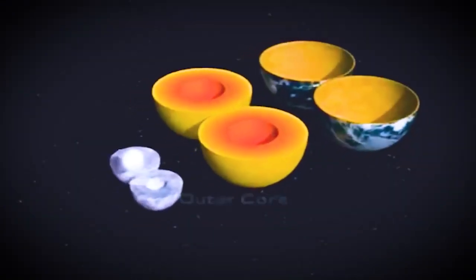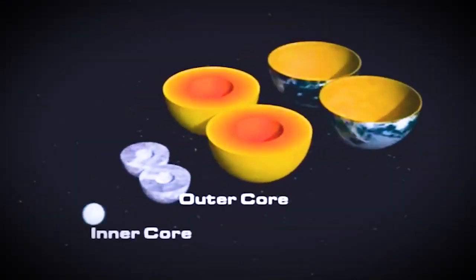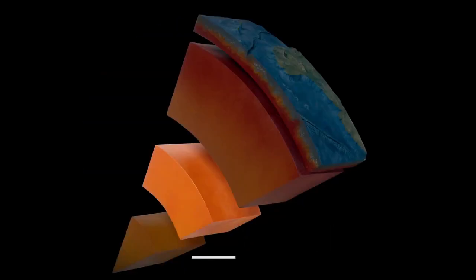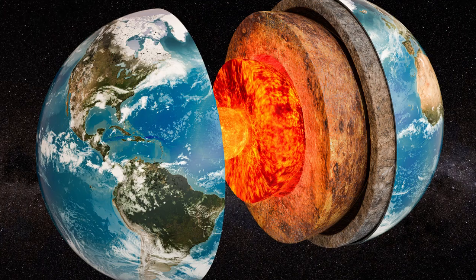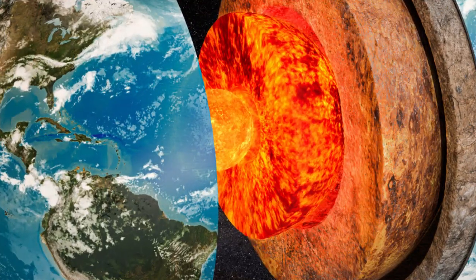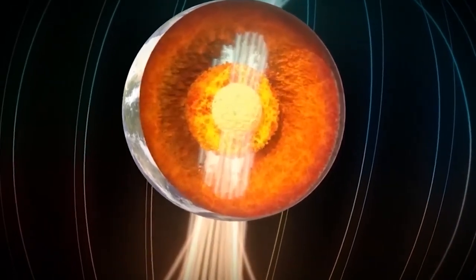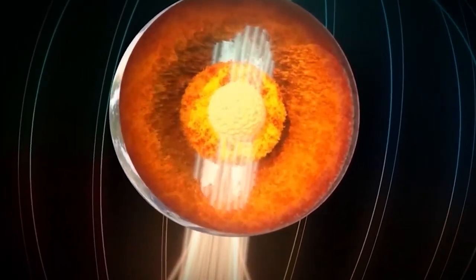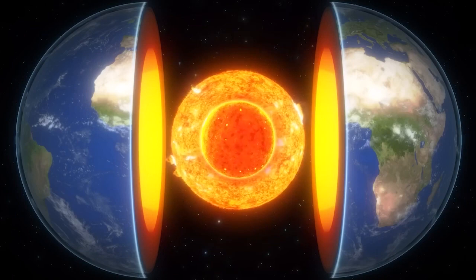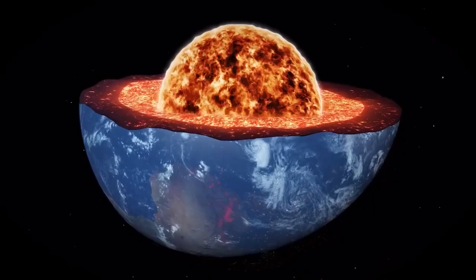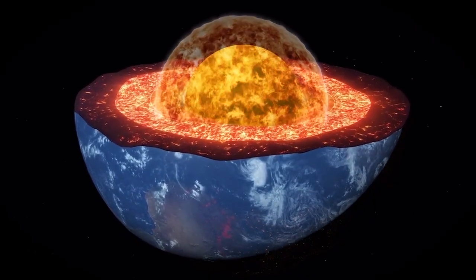Finally, beyond the outer core lies Earth's inner core, located at the very center of our planet, approximately 1,200 kilometers thick. The temperature in the inner core is around 6,700 degrees Celsius, which is significantly higher than the outer core. What's fascinating is that despite the extreme heat, the materials in the inner core remain in a solid state. This is because of the immense pressure deep within the Earth, which prevents these materials from melting.